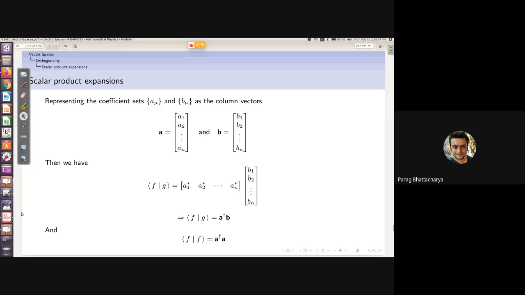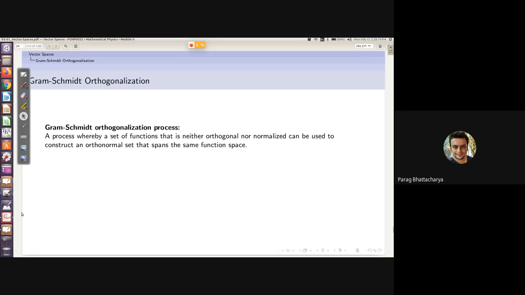Next, we have a very important tool which is called the Gram-Schmidt orthogonalization process. What happens in Gram-Schmidt is that if I have a set of functions which is neither orthogonal nor normalized, you can actually use this set of functions to construct an orthonormal set.